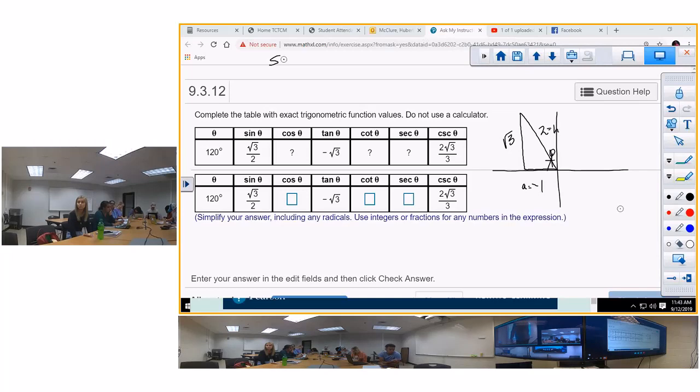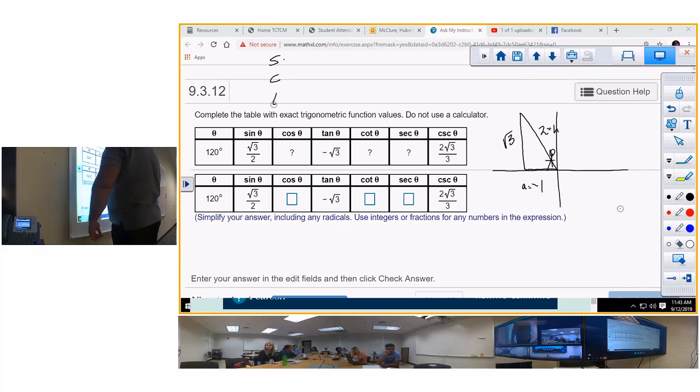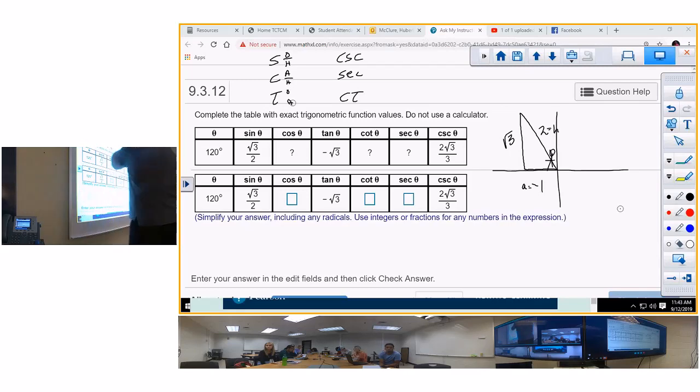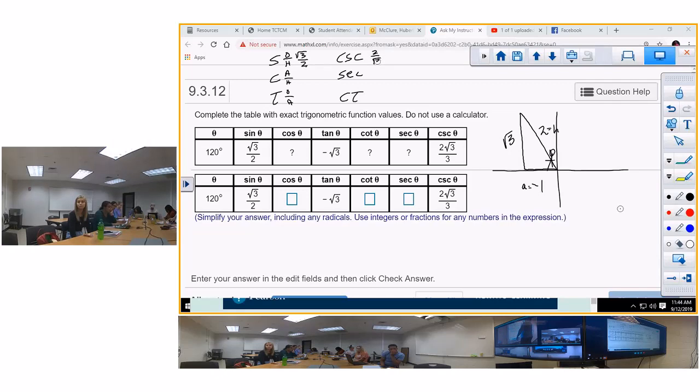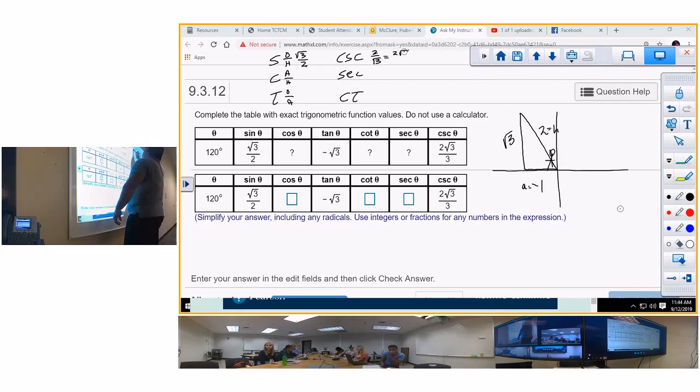Sine, cosine, tangent, cotangent, secant, cosecant. Oscar had a hunk of apple. Oscar had, that's going to be square root of 3 over negative 1. No, I'm sorry, square root of 3 over 2. 2 over square root of 3 equals 2 square root of 3 over 3.